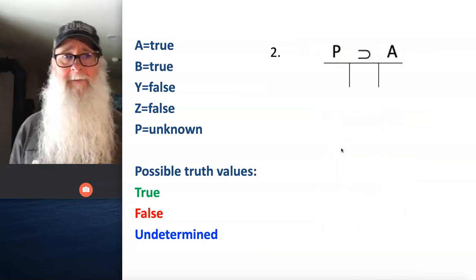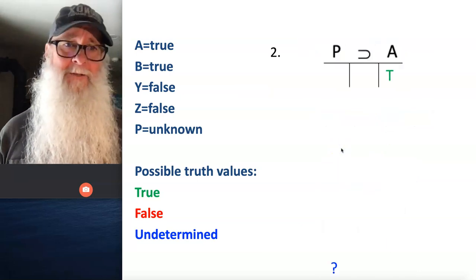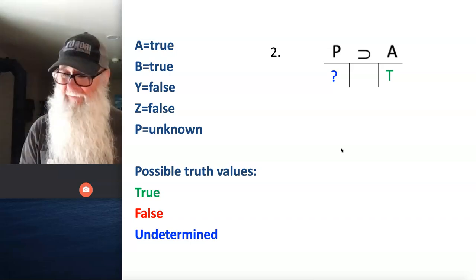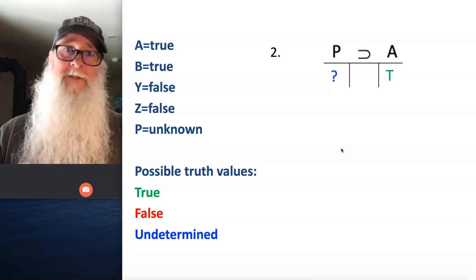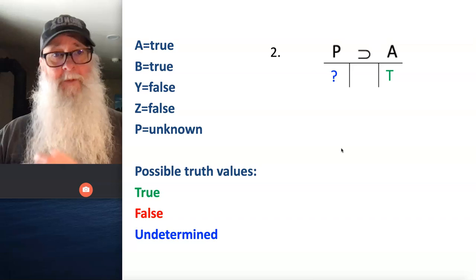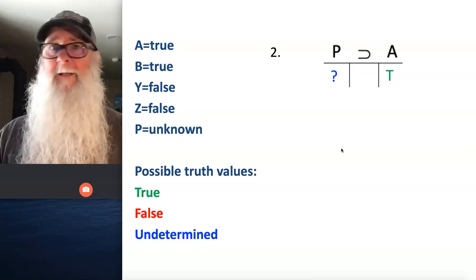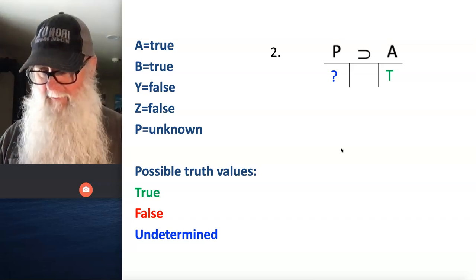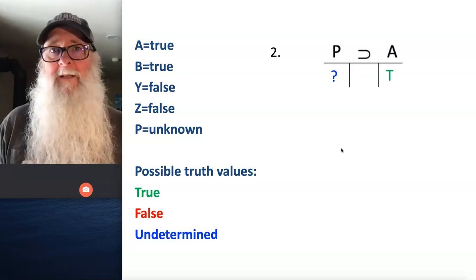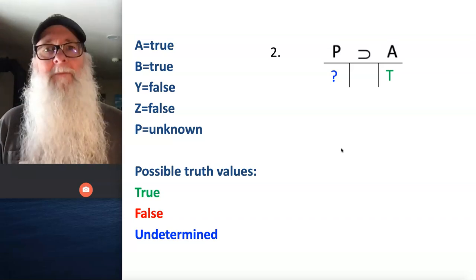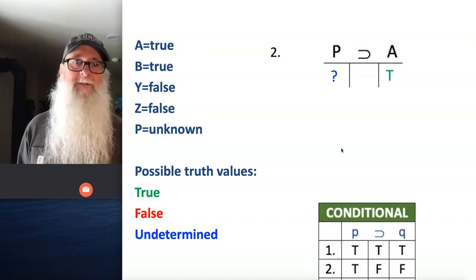All right, let's look at the second problem here. P horseshoe A, we know that A is true. We know that P is unknown. Now, we could go back and do the same thing that we just did. We could run it once, assuming P is true, run it another time, assuming P is false, and see if the value of the horseshoe comes out the same both times. But we could also do this.